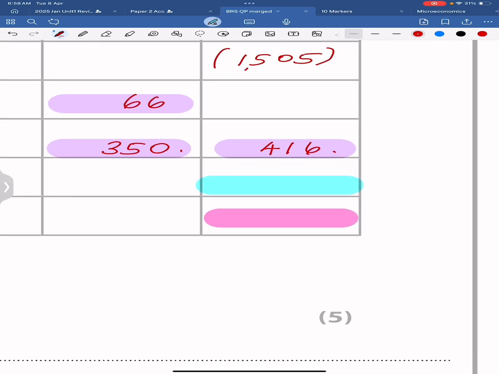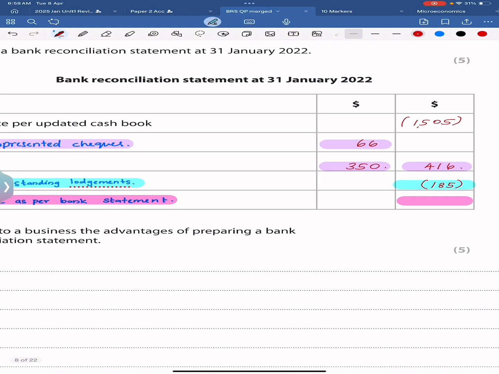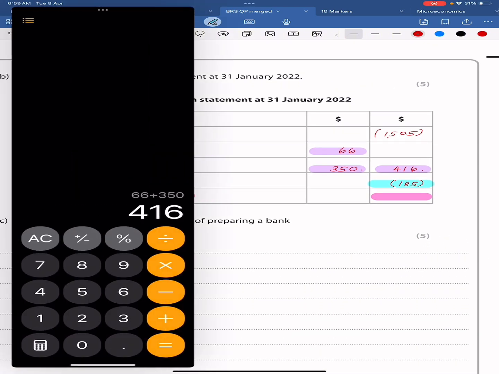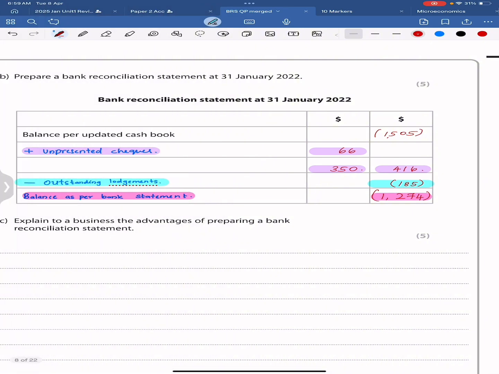Total this up, add it in the next column, 416. Now let's figure out the outstanding lodgements or unrealized checks. This is worth 185. This needs to be deducted. Now let's find out the balance as per bank statement. Minus 1505 plus 416 minus 185 should give 1274. So it's a negative answer.